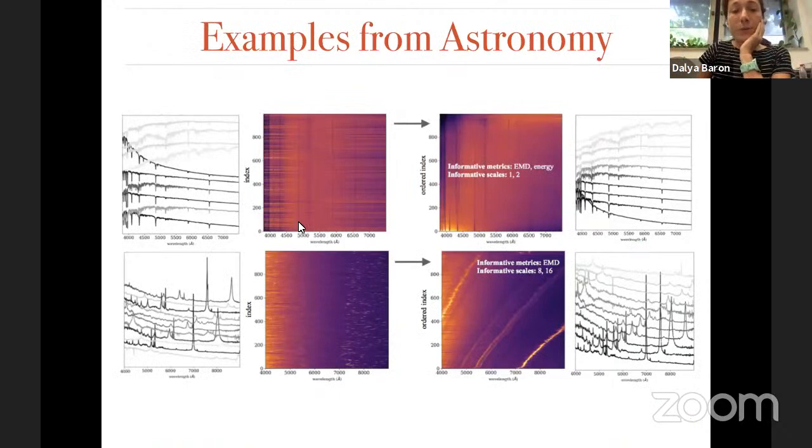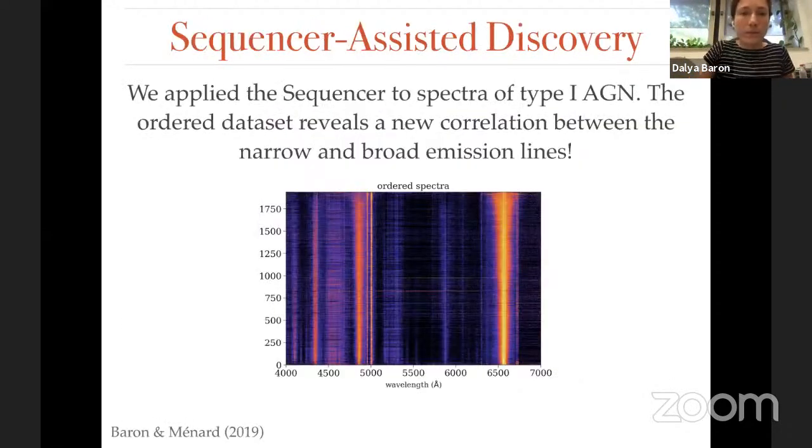These are two examples from astronomy where we basically recover the stellar sequence and the redshift sequence, where we give spectra of quasars in observer frame, and the result of the Sequencer is all the objects ordered according to the redshift, where the algorithm does not know what the redshift is.